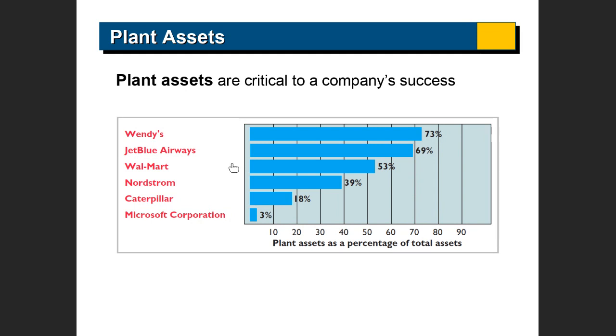So this is 53%. 53% is plant assets. The other is. So this is just items that you put on long-term assets and you depreciate. Buildings, right? Trucks, things like that. Huh? It depends. It depends.